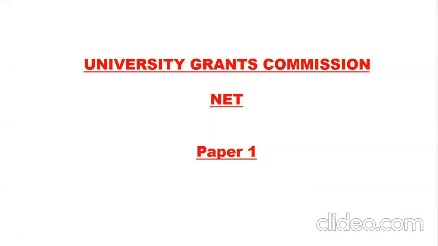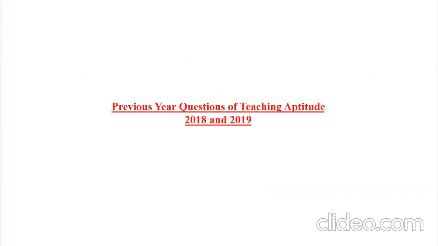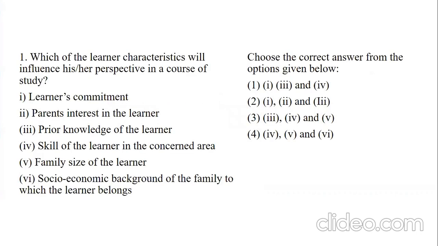We are going to discuss, as decided, the university questions of UGC NET Paper 1, and the topic will be teaching aptitude. We are going to take two years' question papers, specifically focusing on the teaching aptitude topic, that is year 2018 and 2019. So let's start for the day.